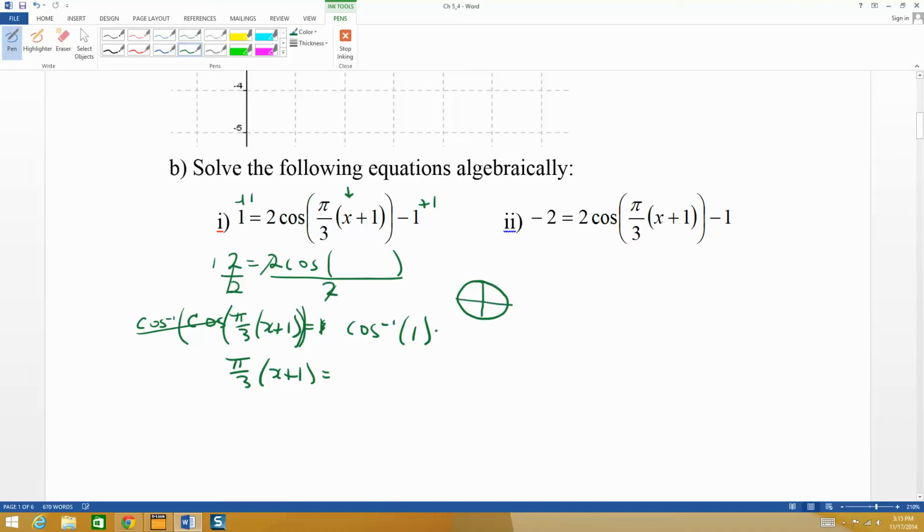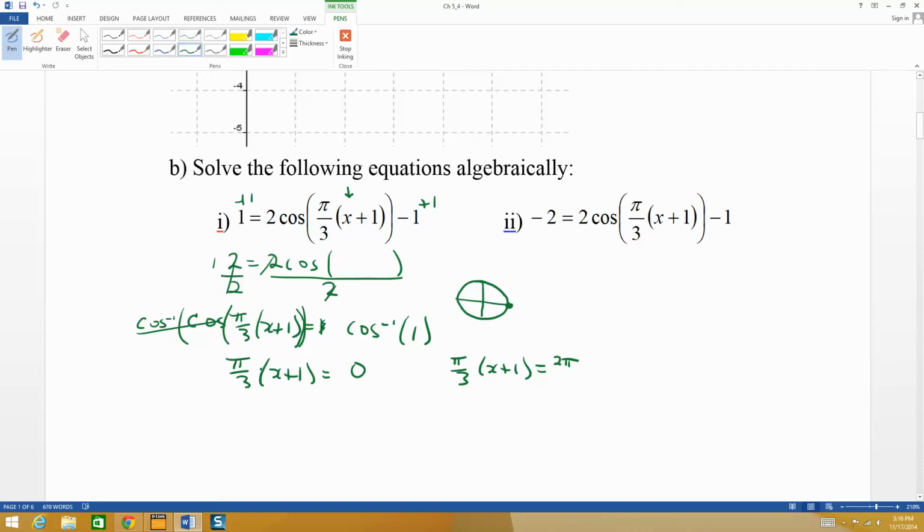I'm trying to find what angle will give me on the unit circle an x value of positive 1. This is where I have my x value of positive 1, so my answer here will be 0, right? And also the next value would be 2 pi. So I'm going to put another one here: pi over 3 multiplied times x plus 1 is equal to 2 pi. So really now I split off into 2 different equations that I'm solving.